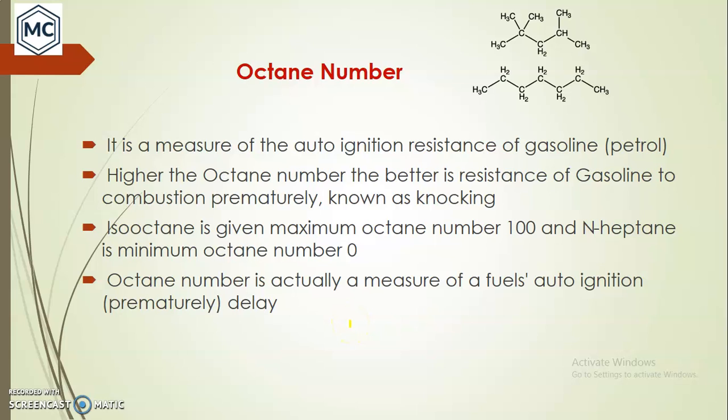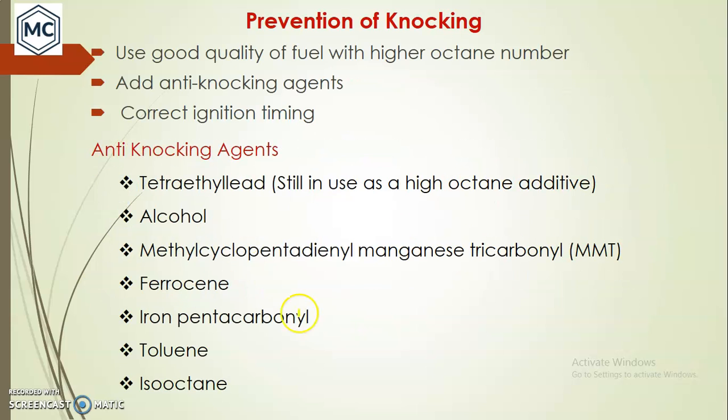So auto ignition should take place uniformly and at the correct time. If there is a delay, it produces knocking. So a petrol having a very good octane number, that is 100, will give very good auto ignition. There will not be auto ignition delay.